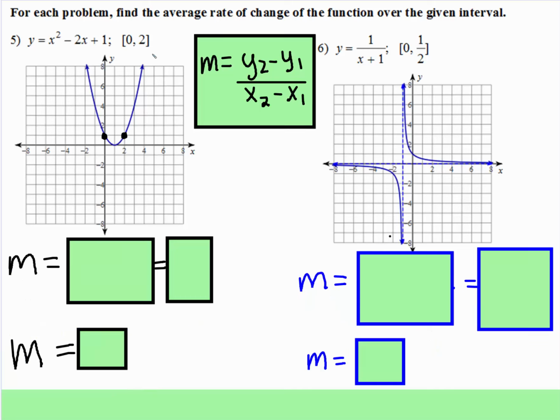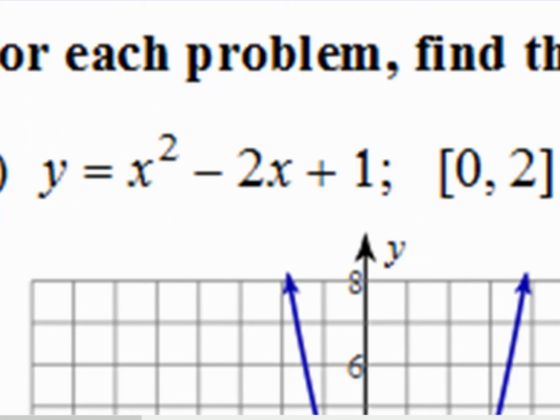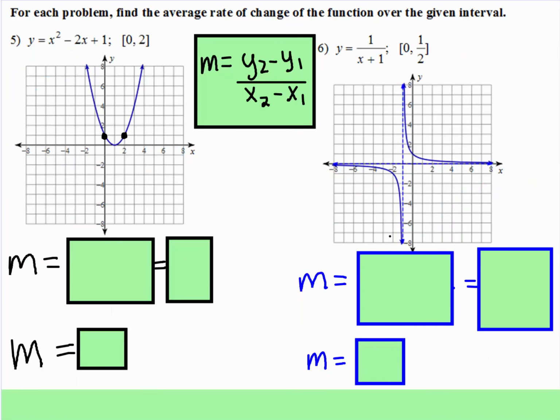But look at this notation right here. Notice that is not an xy value. That is square brackets telling you what the domain is. So on the graph, we're only going to be looking at where the graph is from 0 on the x-axis to 2. So these are your two x values.